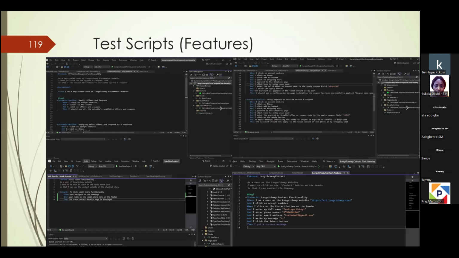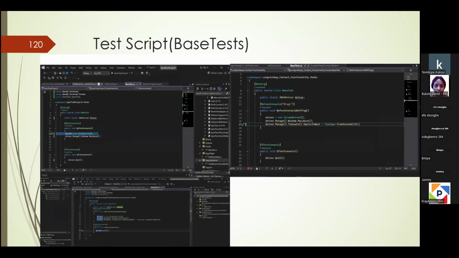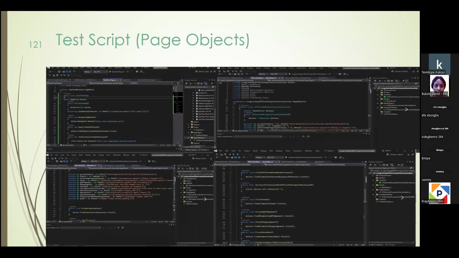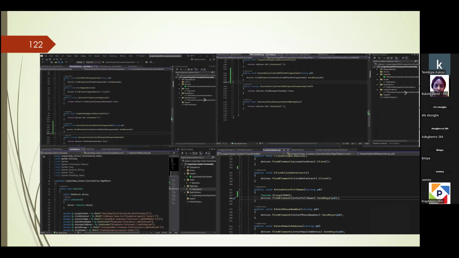These are screenshots of our automation features. Next slide, please. These are some screenshots of some base tests of the automation as well. Next slide, please. These are the screenshots of our page objects for automation. Next slide, please. This continues the page object.